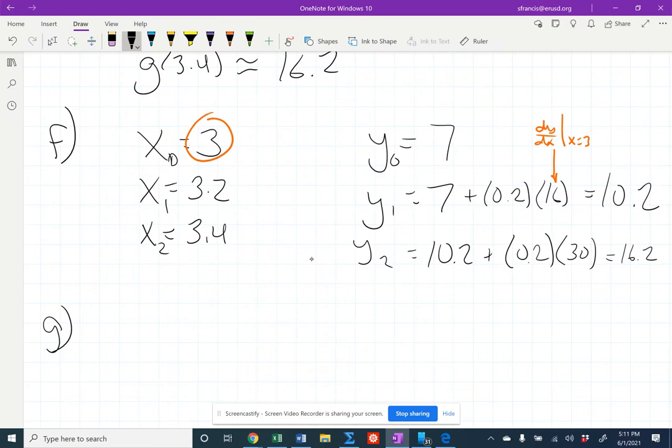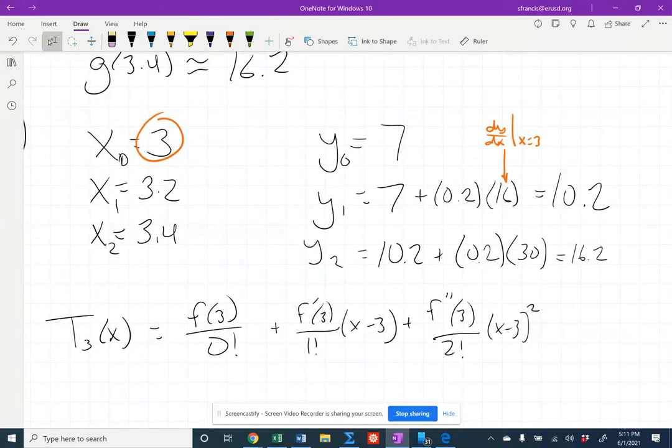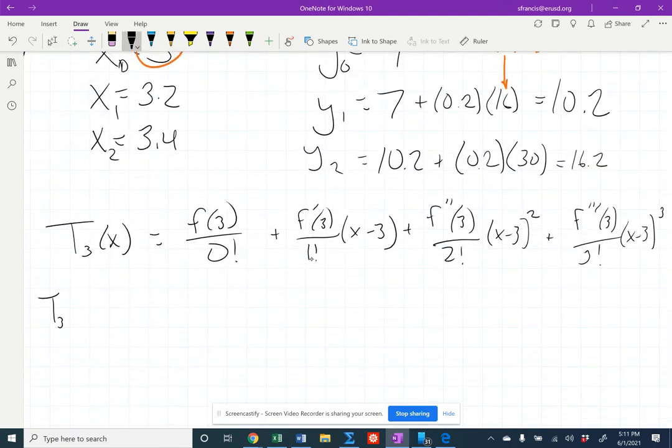So remember, the Taylor polynomial was going to be f of 3 divided by 0 factorial times nothing because it's the constant, plus f prime of 3 divided by 1 factorial times x minus 3 to the first power, plus f double prime of 3 divided by 2 factorial times x minus 3 quantity squared. And then lastly, f triple prime of 3 divided by 3 factorial times x minus 3 to the third power. And all these values are given to you. So the third degree Taylor polynomial.